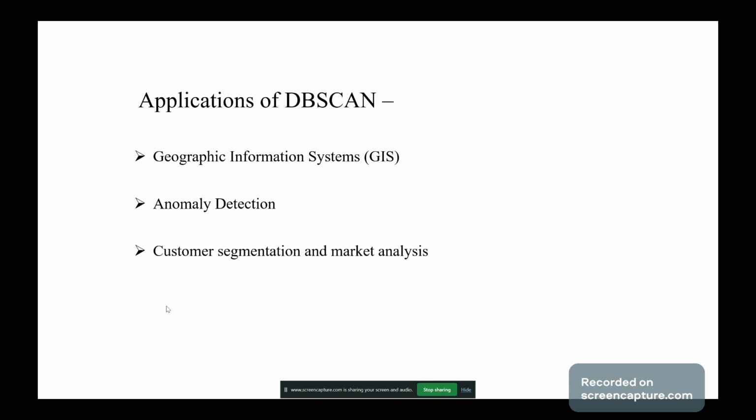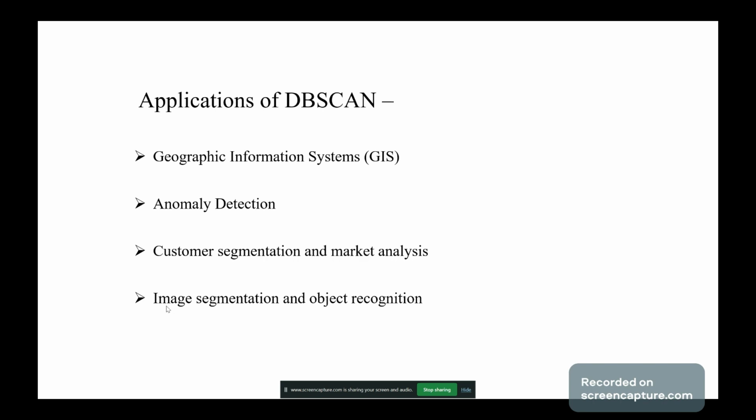Number three, customer segmentation and market analysis. It is often employed in customer segmentation and market analysis to identify homogeneous groups of customers based on their purchasing behavior or demographic characteristics. Number four, image segmentation and object recognition. It has already been utilized in computer vision applications for image segmentation and object recognition tasks quite a lot. It can be used to partition images into coherent regions or segments based on pixel intensities or feature similarities.